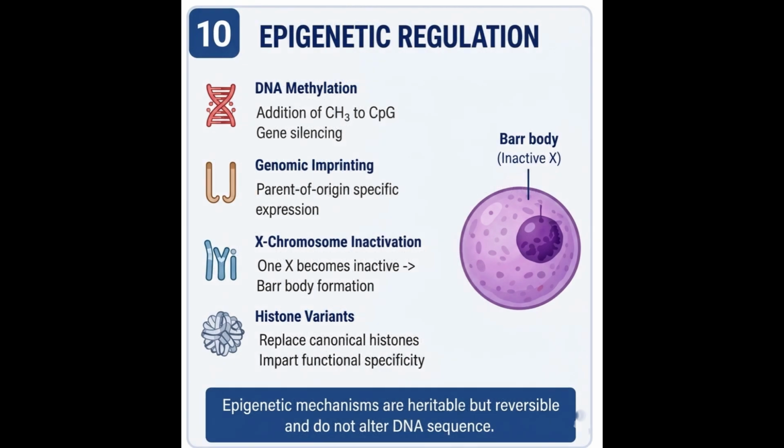Epigenetic regulation. Epigenetics refers to heritable changes in gene expression that occur without altering DNA sequence. One major mechanism is DNA methylation, especially at CpG islands, which usually represses transcription. Genomic imprinting causes parent-specific gene expression patterns. Another example is X chromosome inactivation in females, where one X chromosome becomes condensed into a Barr body.